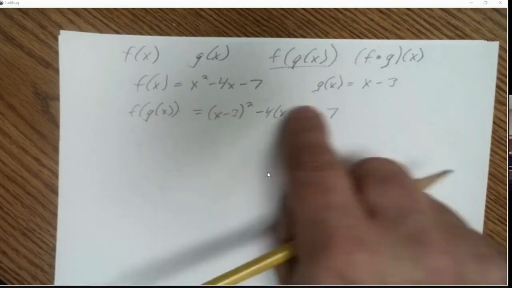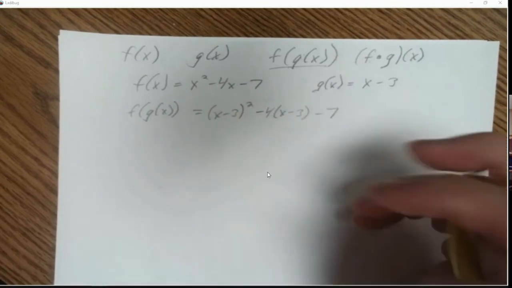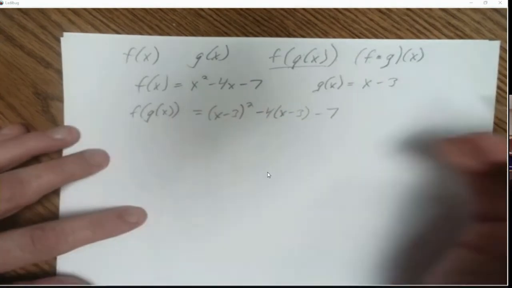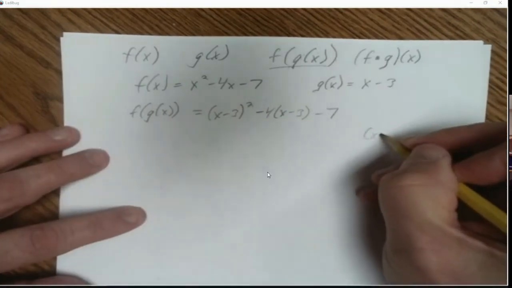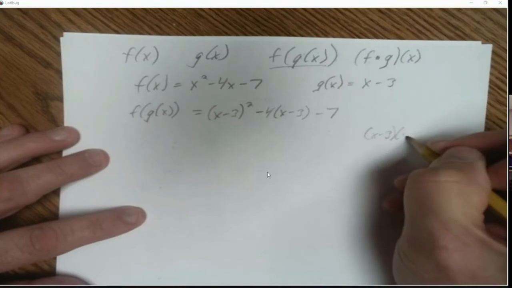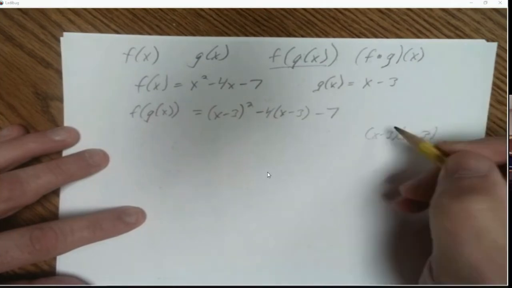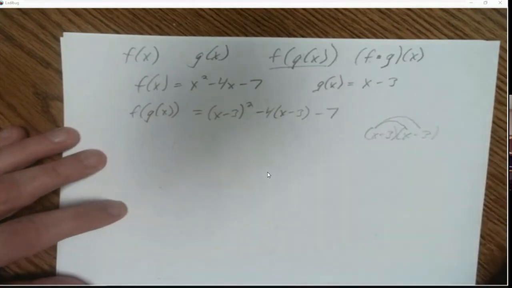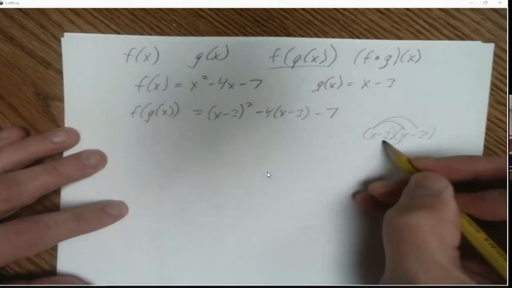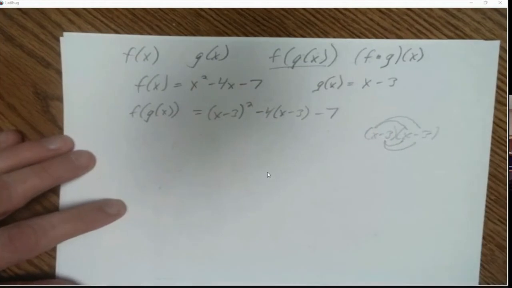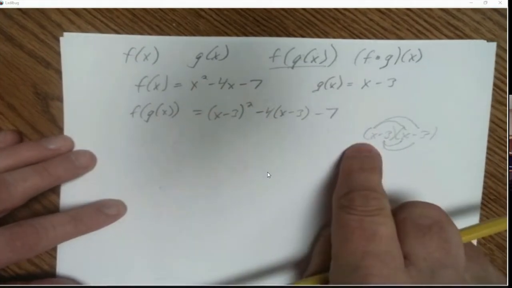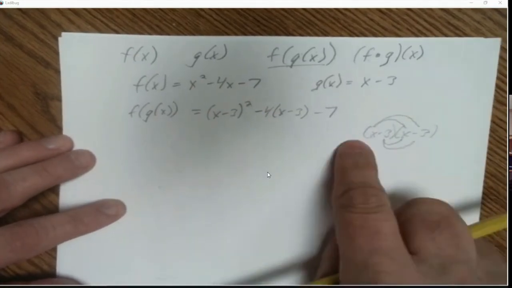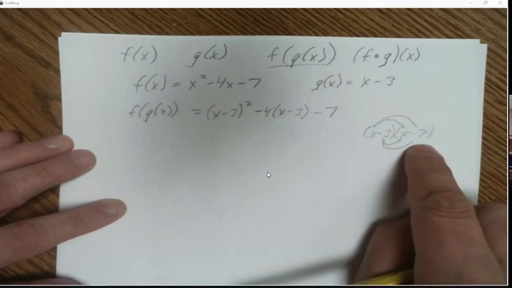Now we have to simplify this. So we have to square x minus 3. If you square something, x minus 3 times x minus 3, you've got to take the x times the x and the x times the negative 3, and then the negative 3 times the x and the negative 3 times the negative 3. Remember, we got to multiply x times everything that's in parentheses and then negative 3 times everything that's in parentheses.